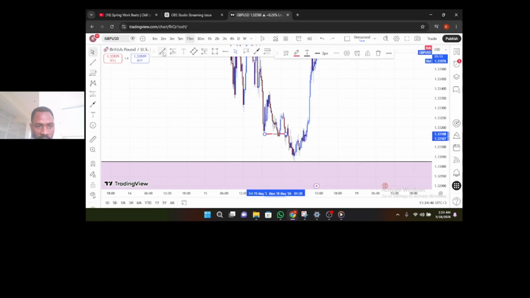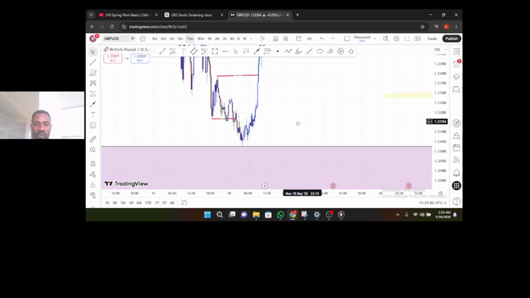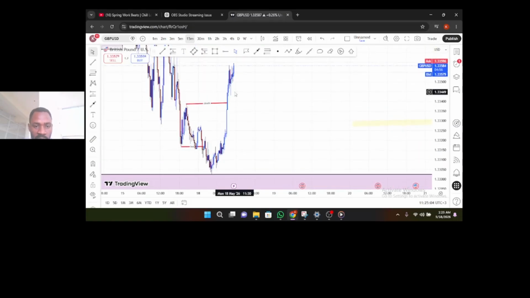Then we have a change of character right here. This shows that the market is now bullish. This is a sort of market shift to the upside. So this is the change of character. The market has changed sentiment. For conservative traders, they would wait till the market breaks this high, comes all the way down here.